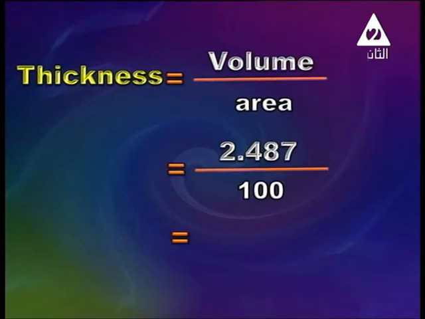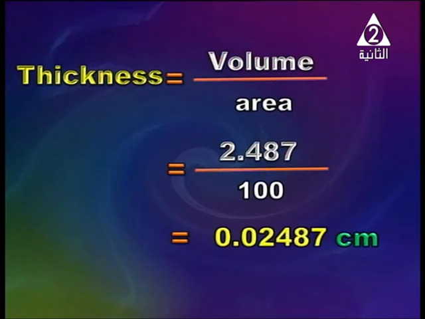So the thickness equals 0.02487 centimeter. This is the thickness of the gold layer precipitated on the copper sheet or the copper plate.